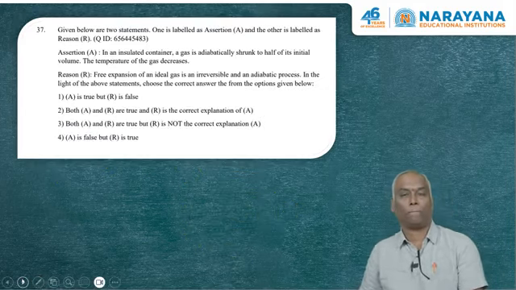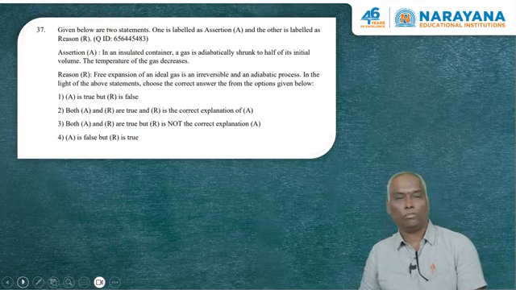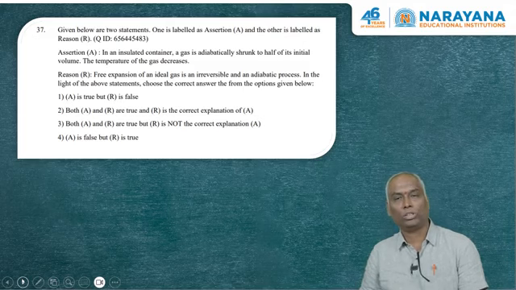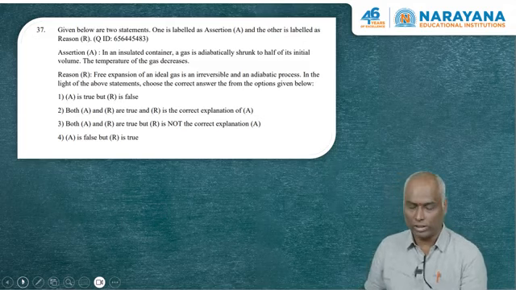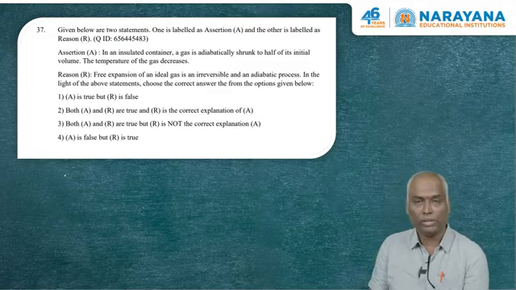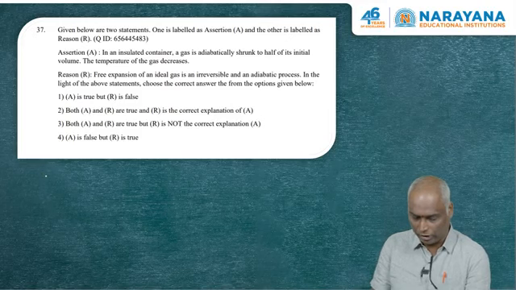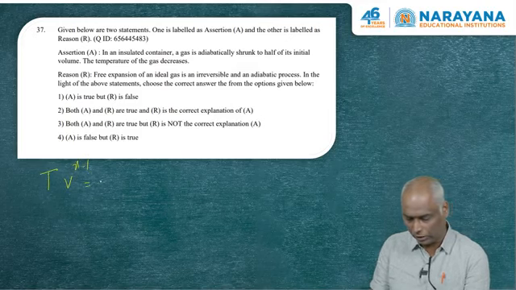Question number 37. This is a statement based question where assertion and reasoning are given. Assertion A is given as: in an insulated container, a gas is adiabatically shrunk to half of its initial volume. The temperature of the gas decreases. So first of all, we have to verify this assertion A. Because they have given that this is an adiabatic process, there is a relation between temperature and volume, which is nothing but T V to the power gamma minus 1 equals constant.